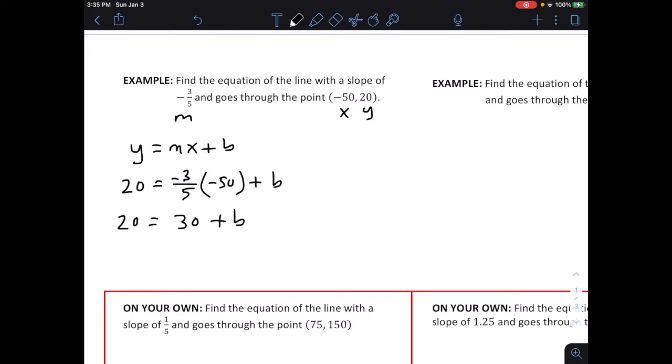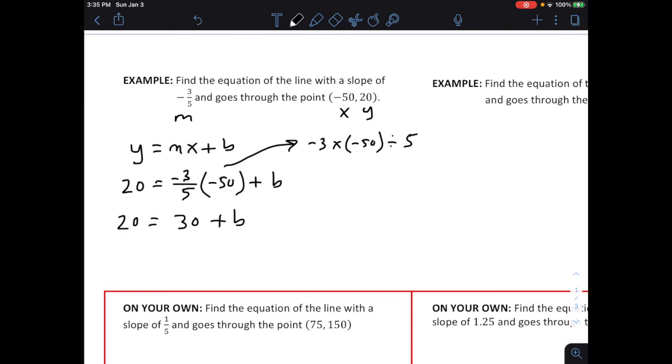And I can actually, let's do this. I'm going to show you this over here. -3 times -50 and then divided by 5. So if you're using a calculator, you can enter it this way right here. I'm going to fix that. Yeah, that's all right. -3 times -50 and then divided by 5. And that should give you 30.